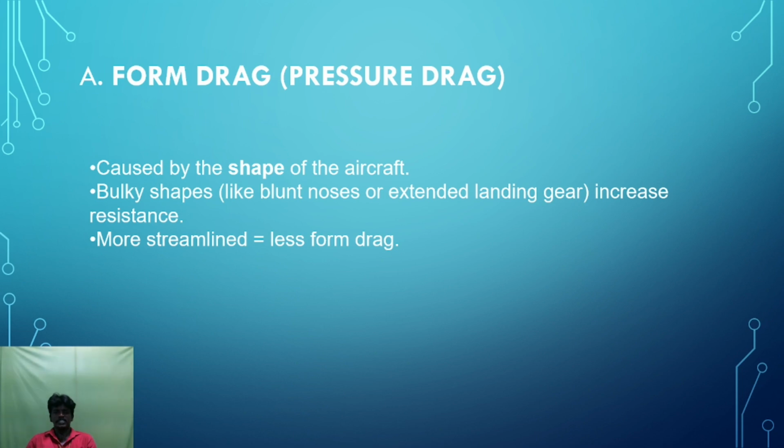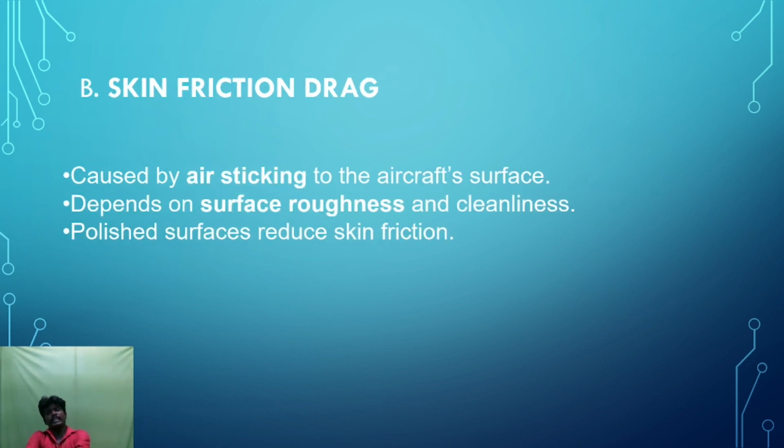Form drag means pressure drag. It is caused by the shape of the aircraft. If the aircraft is square shaped, it will create more form drag. Bulky shapes like blunt noses or external landing gear increase resistance. More streamlined means less form drag. If the airflow is streamlined, it will create less form drag. Then skin friction drag.